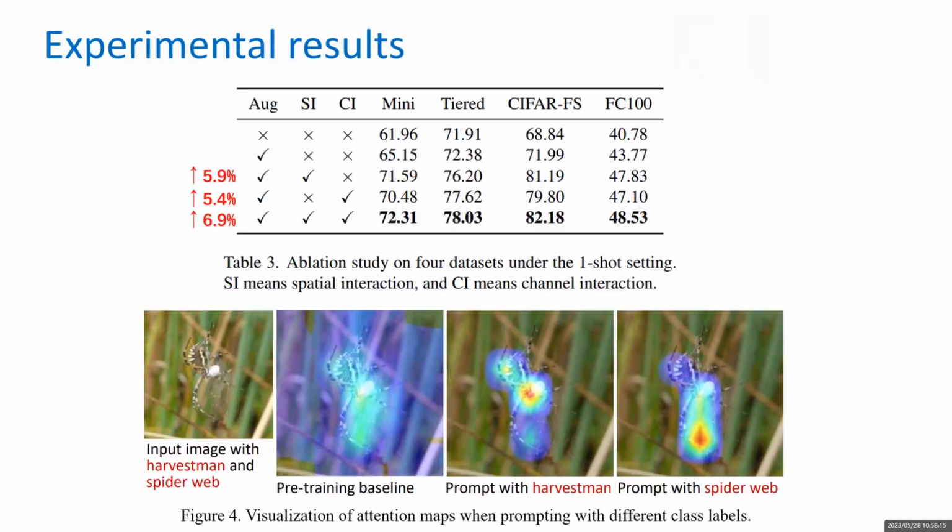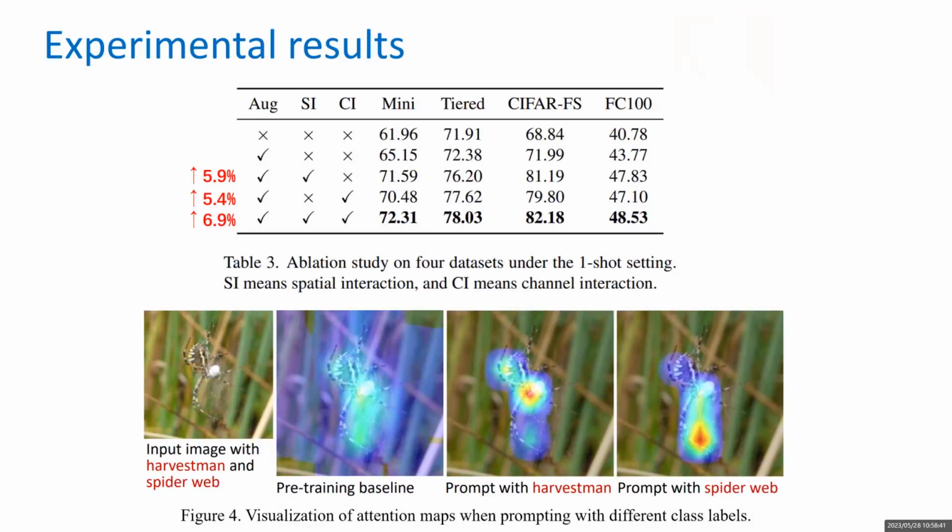In Table 3, we can see that using the spatial interaction alone improves one-shot learning accuracy by 5.9%, and using the channel interaction alone improves one-shot learning accuracy by 5.4%. When combining them together, the one-shot learning accuracy can be improved by 6.9%, indicating that these 2 interaction methods are complementary to each other.